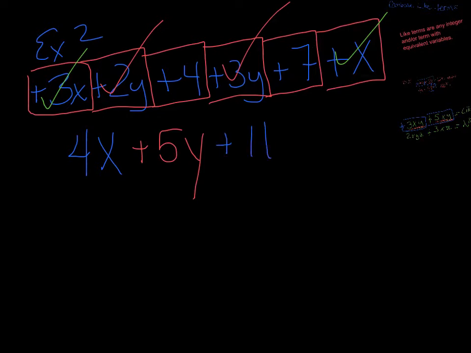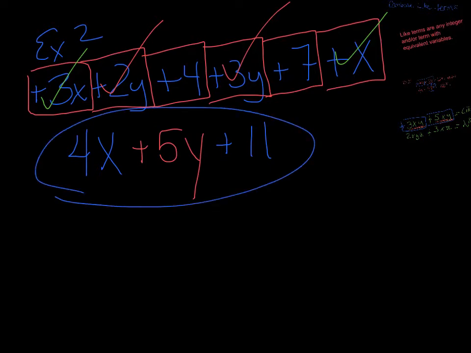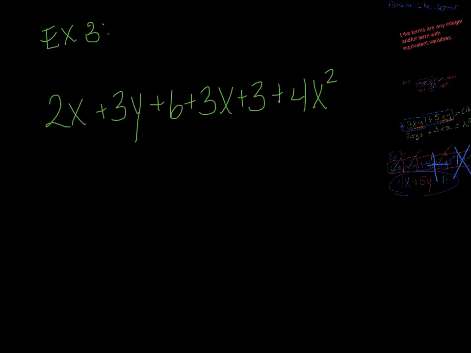And so now I'm done. I've married all the like terms, and that's my answer. So we simplified the expression, 3x plus 2y plus 4 plus 3y plus 7 plus x, down to what it should be, 4x plus 5y plus 11. All right, why don't you go ahead and give this one a try. Push pause, try it in your notes, and then push play when you think you've got it.